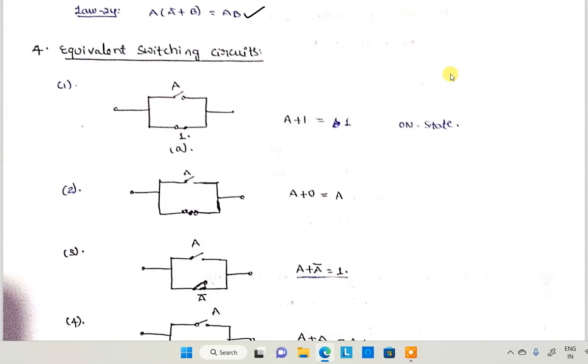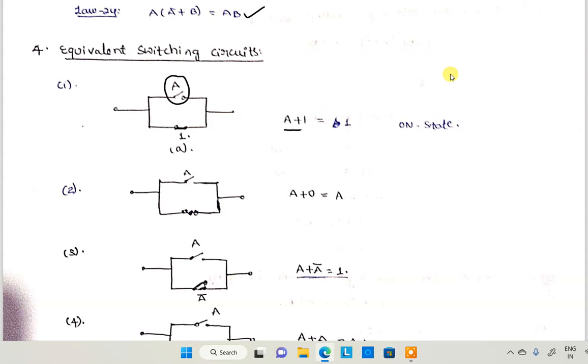Next we are moving to the equivalent switching circuits. That means how to represent it, the equivalent like on and off. 0 is nothing but off, 1 is nothing but on. So how to represent both? See here. In this particular gate, A is off, 1 is permanently on.